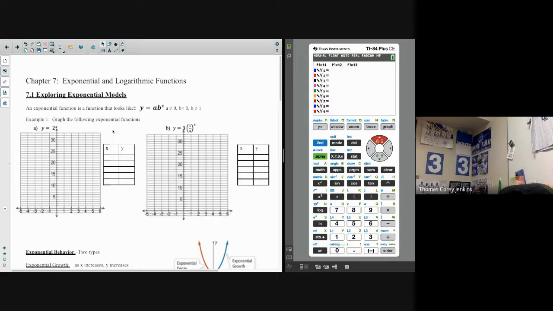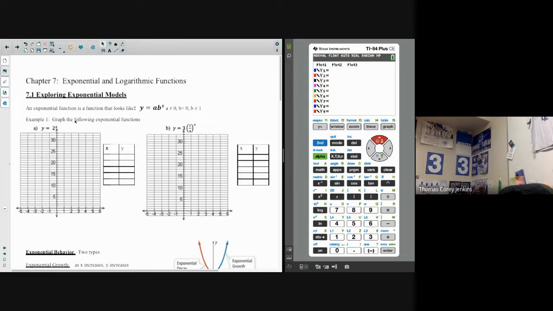So first of all, an exponential function is a function that looks like y equals a times b to the x, where a is a number other than 0, and b is greater than 0, so your base is greater than 0 and not equal to 1. All right, so let's just jump right to it then.